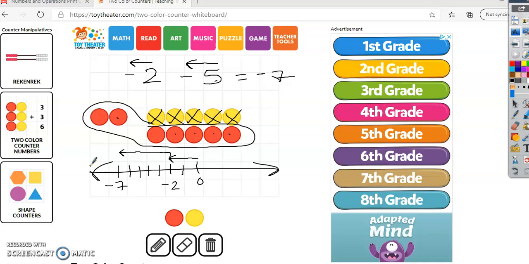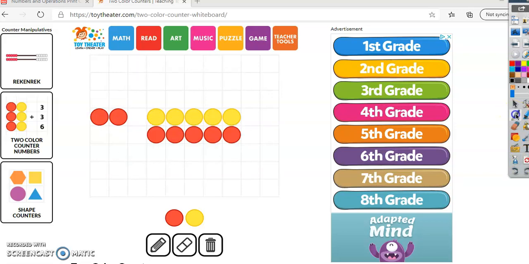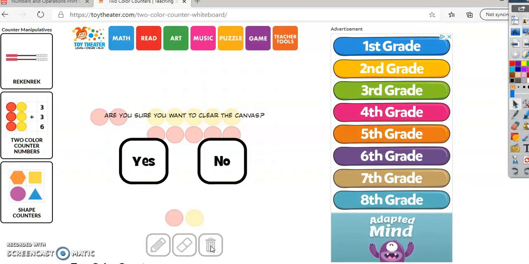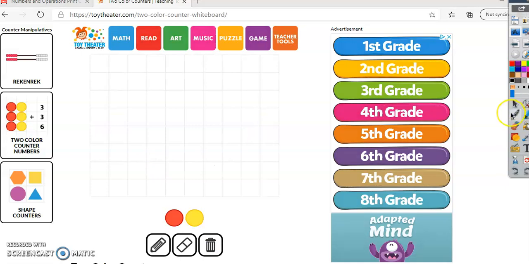So, let me give you just one problem to try by yourself. And I'll reset this. And I want you to try this. Please do this with your counters. Try this with your counters. Let's do... Try that one.